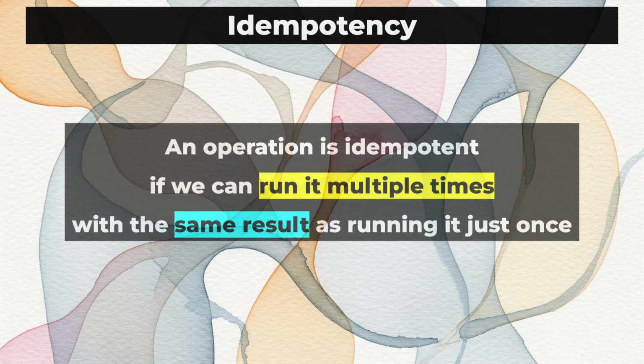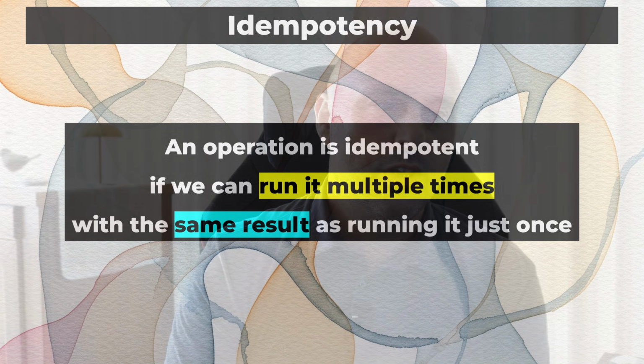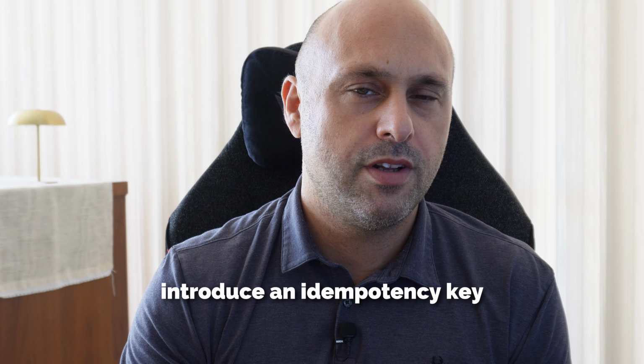In this case, we need to pay the idempotency tax. An operation is idempotent if we can run it multiple times with the same result as running it just once. To make our steps safe to retry, we need to force idempotency. For API calls, the simple solution is to introduce an idempotency key.